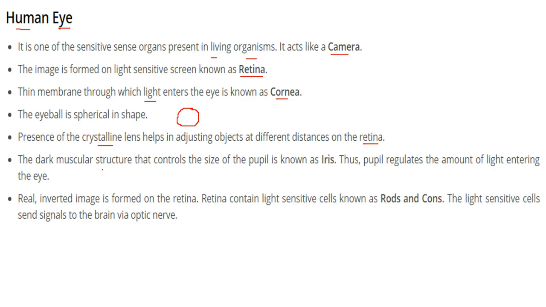The dark muscular structure that controls the size of the pupil is known as the iris. So the pupil regulates the amount of light entering the eye. The real inverted image is formed at the retina. The retina contains light sensitive cells which are known as rods and cones, and they send signals to the brain via the optic nerve.